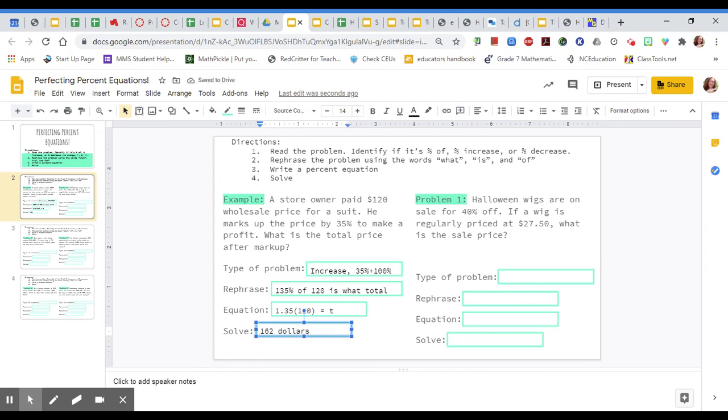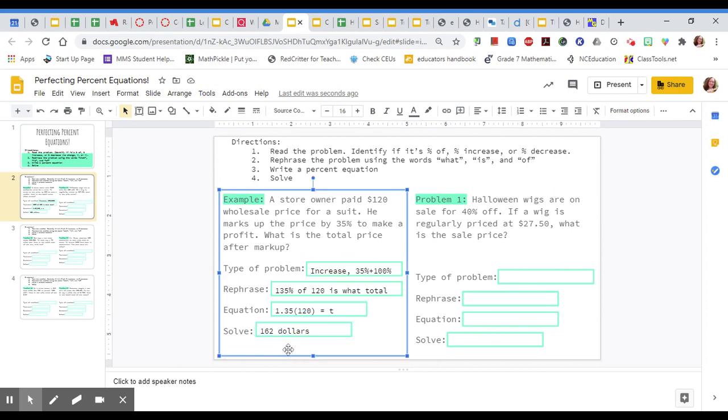$162. You'll follow this same process to be successful on problems 1 through 5.